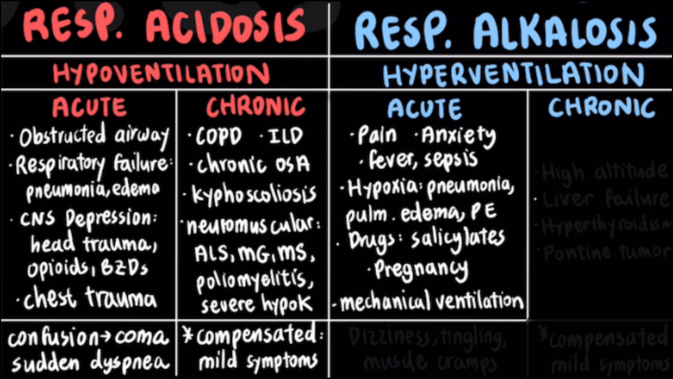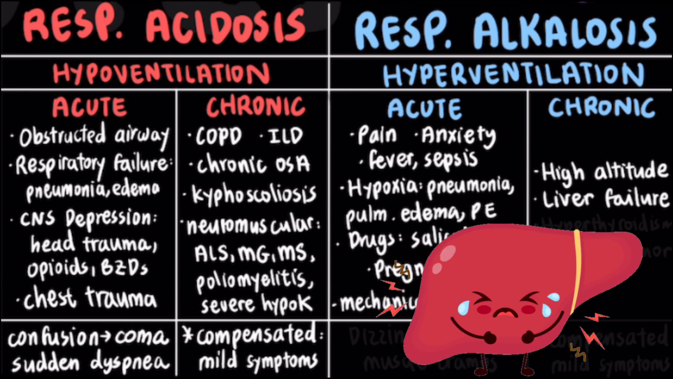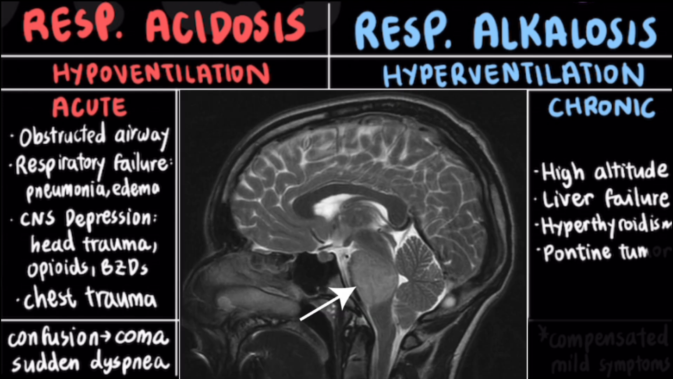Common causes of chronic respiratory alkalosis include high altitude, which lowers ambient oxygen, triggering sustained hyperventilation to increase oxygen uptake. Liver failure, which increases central respiratory drive, though the exact mechanism is complex. Hyperthyroidism, which raises basal metabolic rate, leading to faster breathing and CO2 loss. And pontine tumors or lesions, which can disrupt the normal regulation of breathing in the brainstem, leading to chronic hyperventilation.